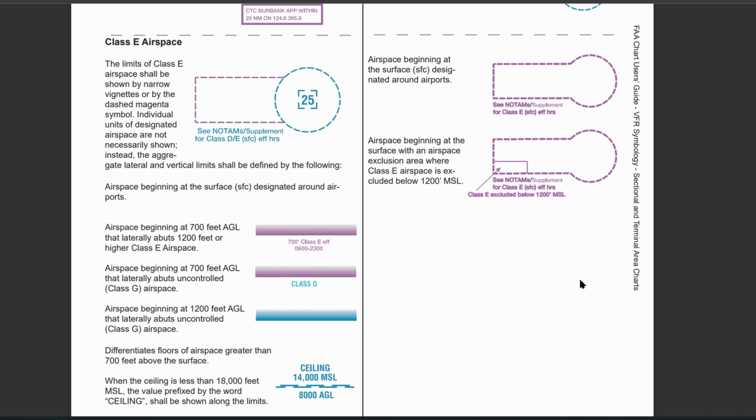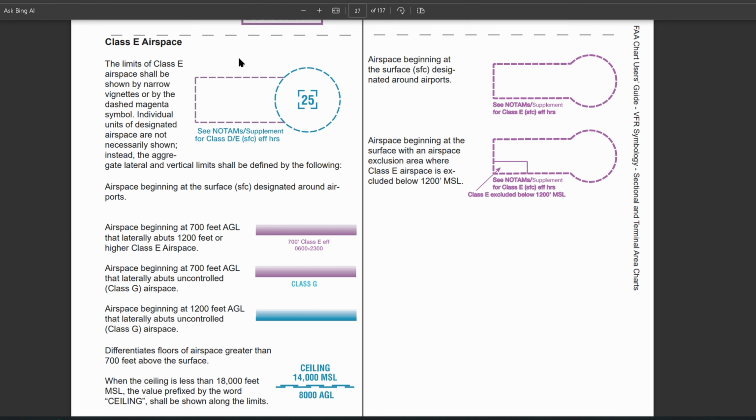Class E airspace. The limit of Class E airspace is shown by the magenta lines. We just talked about that. If we look to the right here, we can see that it's boxed off again, and so Class E airspace is excluded below 1,200 feet MSL. For Class D airspace it was 1,500 feet. For Class E it's 1,200 feet. So similar boxing area, similar reasoning, but just different height levels.